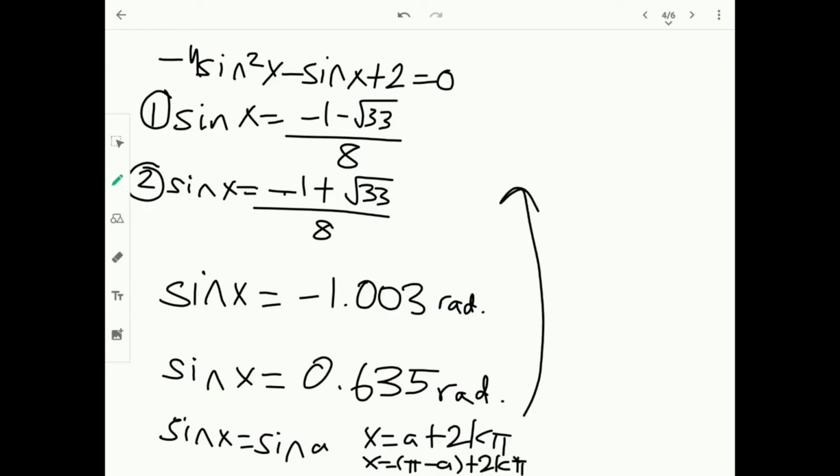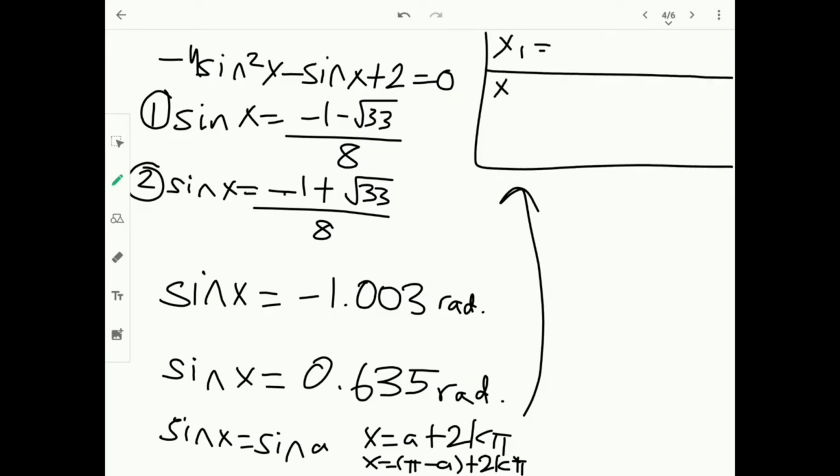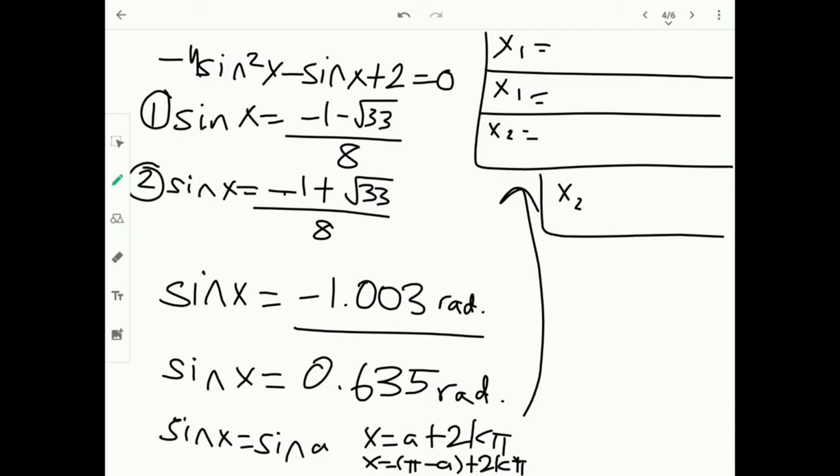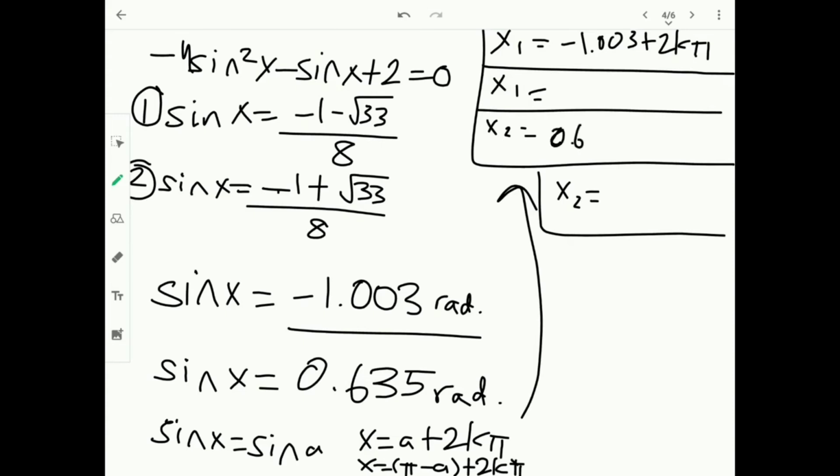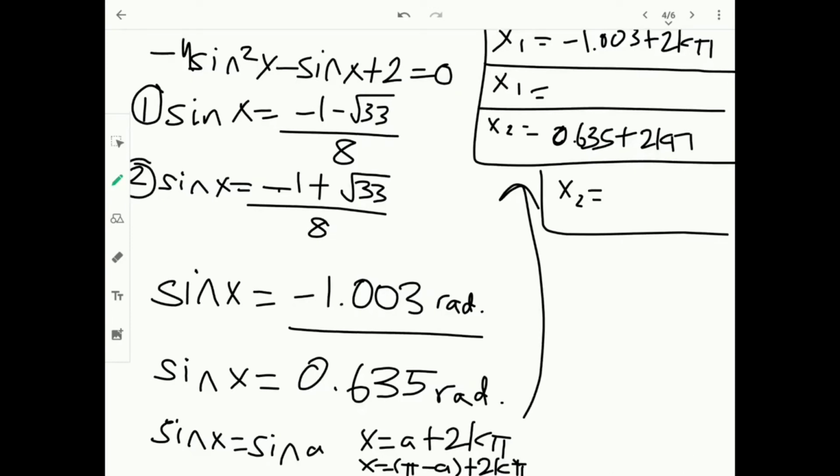Going up here, let's just use x1 equals both parts of this equation, and then x2 equals, and then this third one, and the fourth one, sorry. So we have minus 1.003 plus 2k pi. We have 0.635 plus 2k pi. Now let's just do pi minus. So pi minus 0.635 is 2.507 plus 2k pi.